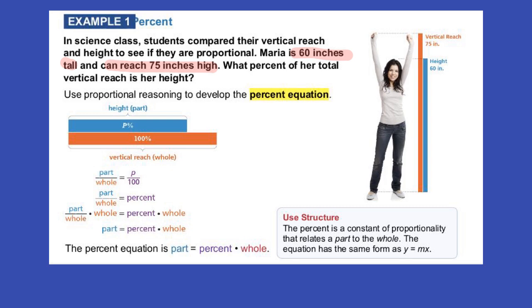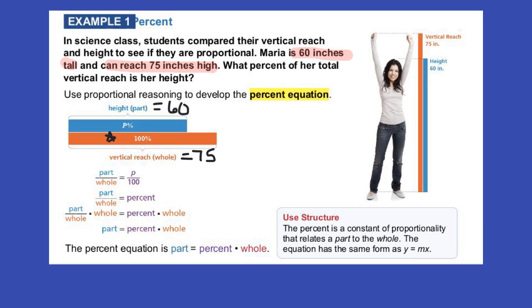So we have our lovely bar graphs here, and we know her height is 60. We know her vertical reach is 75, and we know this bar is going to be her total 100%.